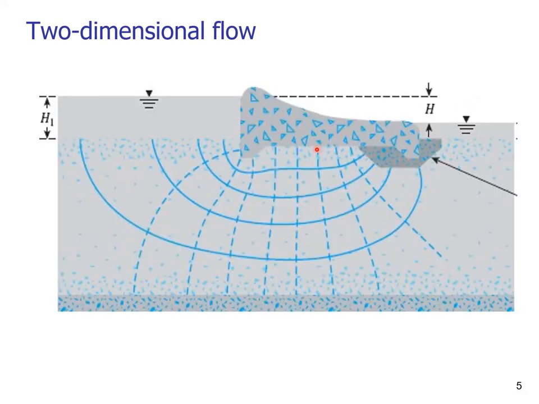Here you can see the flow lines. These are the flow lines, and the dotted lines, you can see, are the equipotential lines.